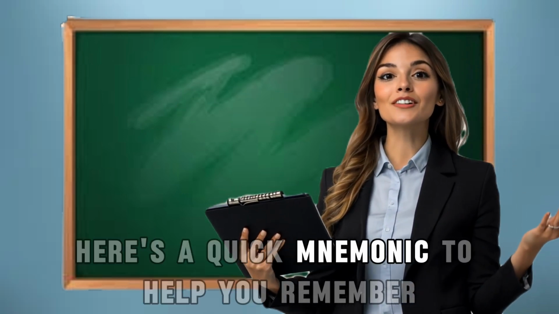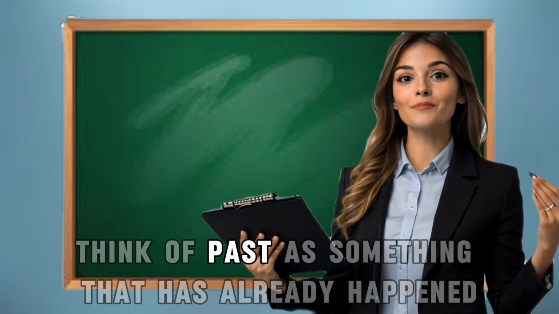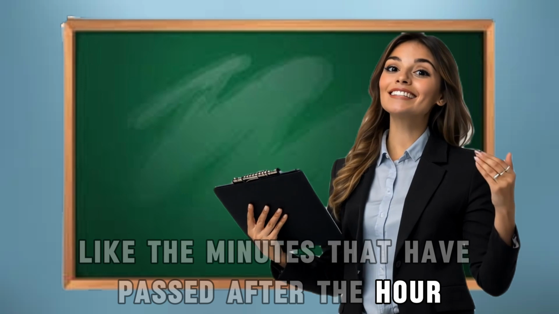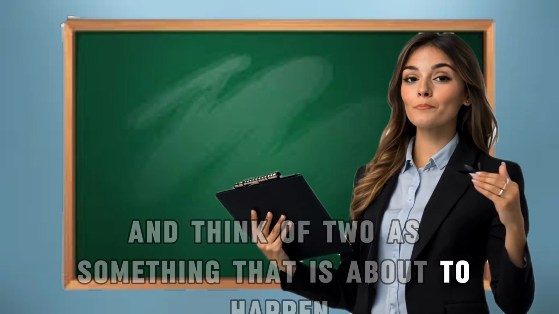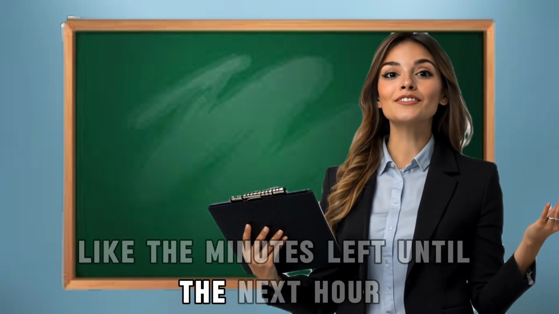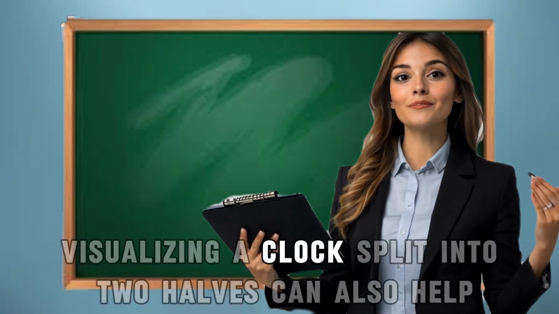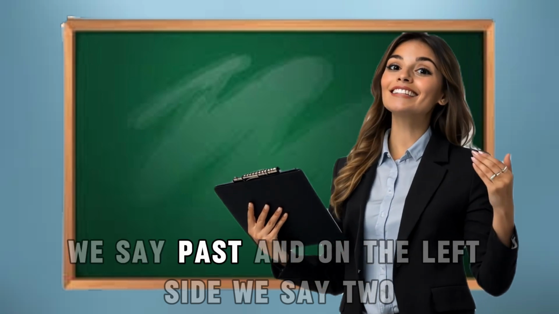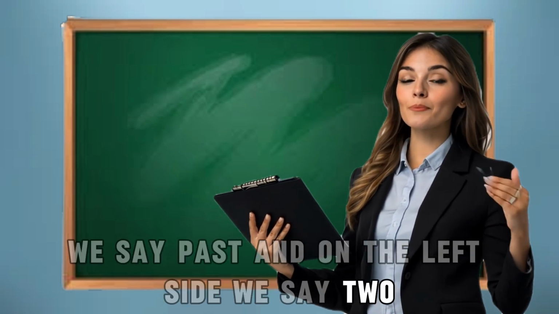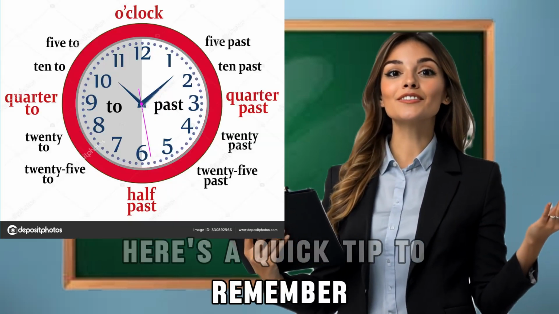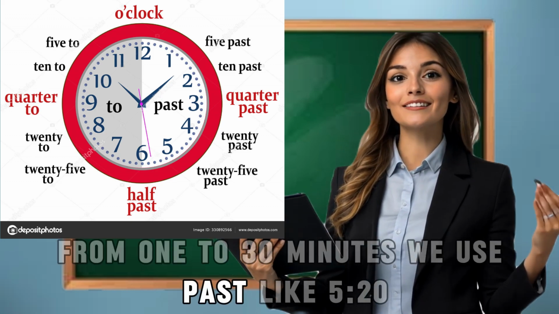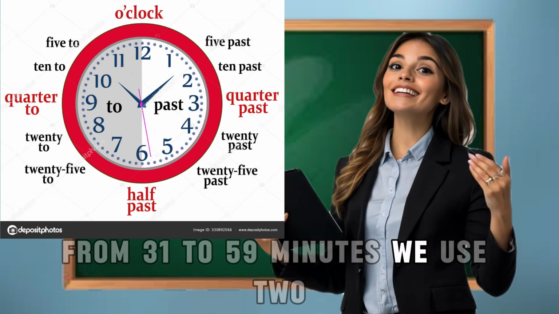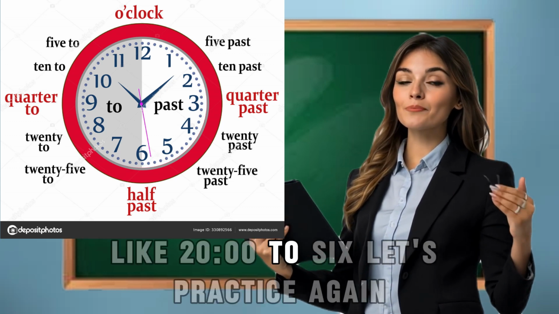Here's a quick mnemonic to help you remember. Think of past as something that has already happened, like the minutes that have passed after the hour. And think of to as something that is about to happen, like the minutes left until the next hour. Visualizing a clock split into two halves can also help. On the right side, we say past, and on the left side, we say to. Here's a quick tip to remember. From 1 to 30 minutes, we use past, like 5:20. From 31 to 59 minutes, we use to, like 20 to 6.